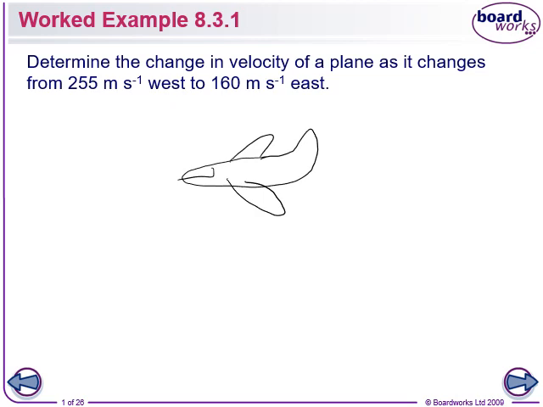Okay, so our plane was going 255 meters per second west, and it finishes at 160 meters per second east. Okay, what's our sign convention? Which one are we calling positive? Which one should we call positive?